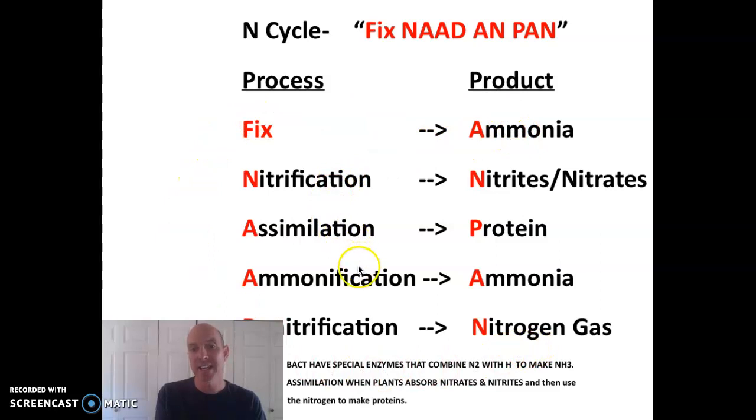And so the idea is you could totally write this down in the margin of your paper on an exam, fix, nad, and pan. And the idea is that you get that first letter. If you can remember fix, nad, and pan and line it up right, that first letter is going to trigger your memory to remember the name of the process that's involved. Okay, so that's definitely worth writing down, and make sure you understand it.